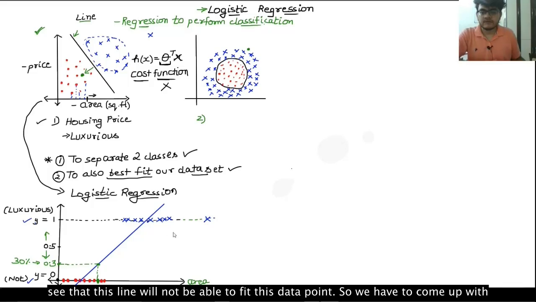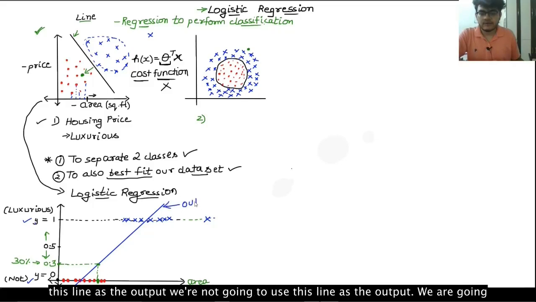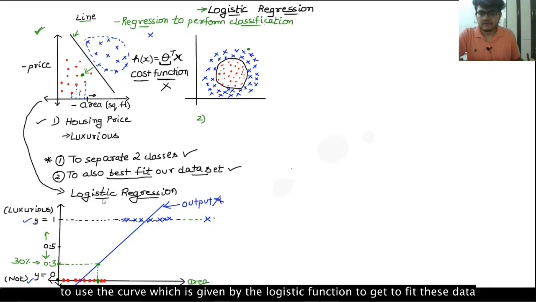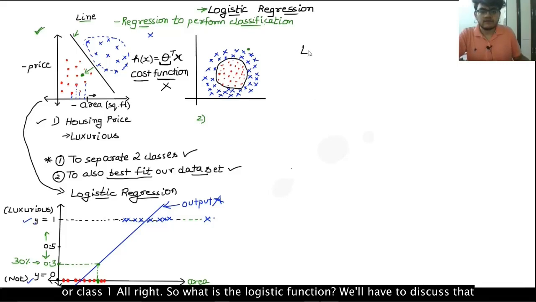So we have to come up with some other curve, and that curve is of the logistic function. Instead of using this line as the output, we are going to use the curve given by the logistic function to fit these data points, and then we will use the same method to find the y, and then we will find out the probability or percentage chance to predict whether it belongs to class 0 or class 1. Alright, so what is a logistic function? We will have to discuss that first.